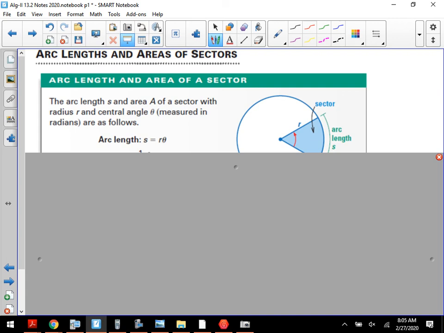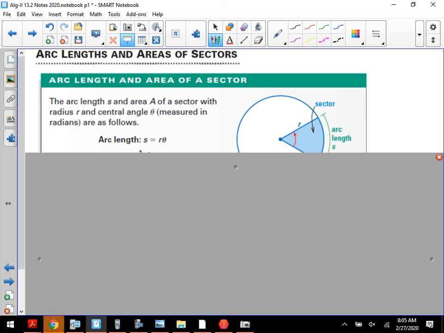That's all that meant. You guys did this before, it's just a different way of writing it out. So when you find your arc length, if you're given a central angle in degrees, just convert it and slap the radius next to it. Simplify your fractions. That's very, very simple.